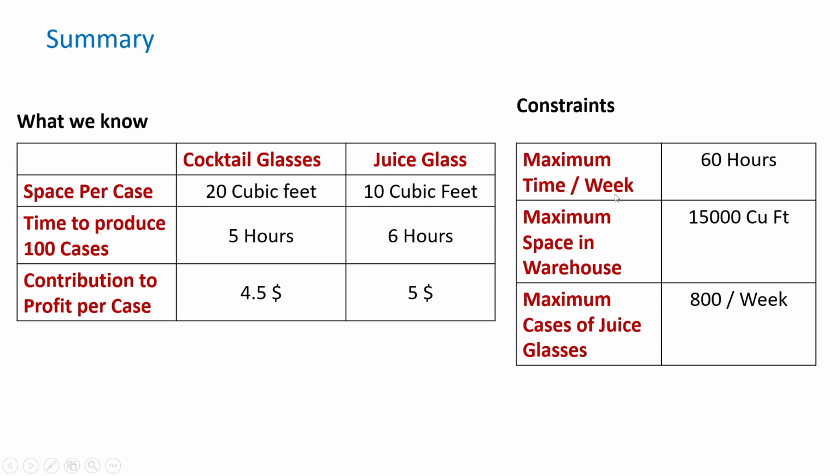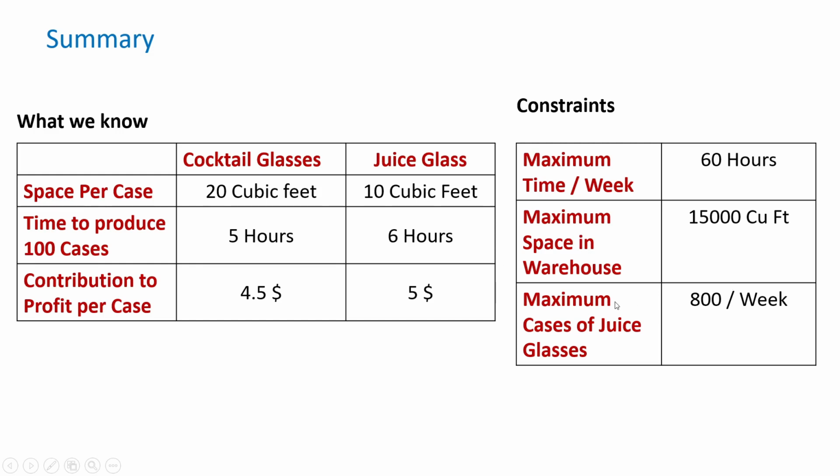Maximum time that we can use the injection molding machine in 1 week, that is 60 hours. The maximum space that is available in the warehouse is 15,000 cubic feet. So we cannot store more than 15,000 cubic feet per week in the warehouse. And the maximum number of cases for juice glasses is 800 per week.